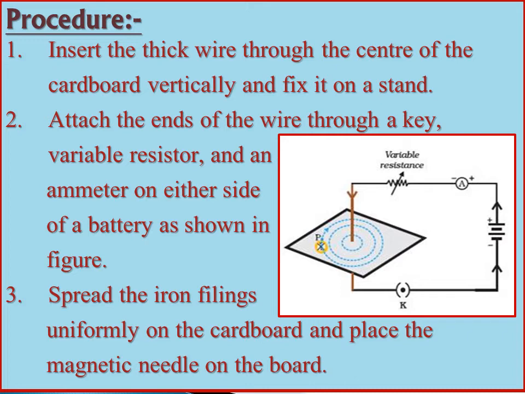But before switching on the circuit, after giving the connection, the next thing is you have to spread the iron filings uniformly on the cardboard and place the magnetic needle on the cardboard to see the direction of the magnetic field produced when the current is passing through the wire.